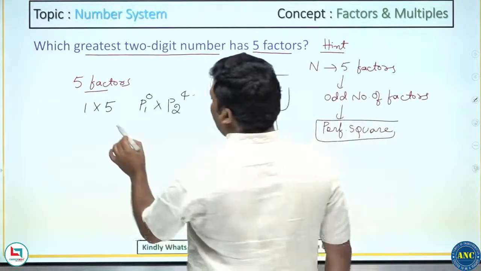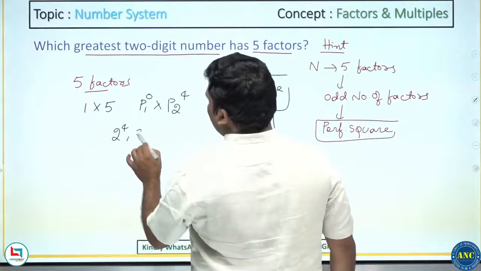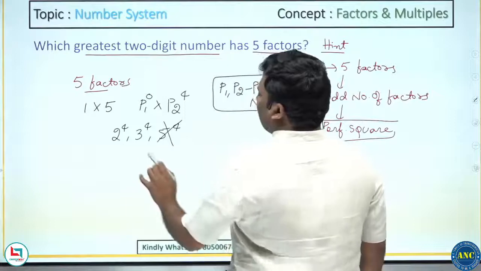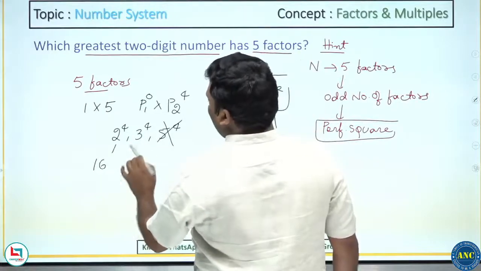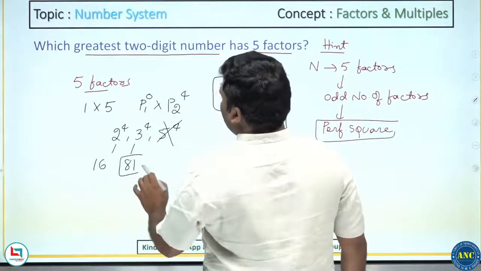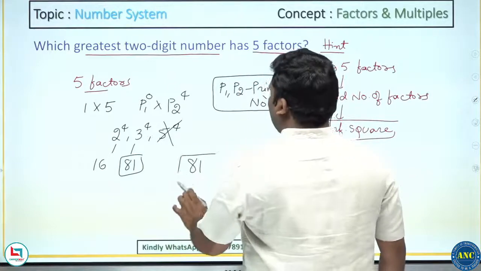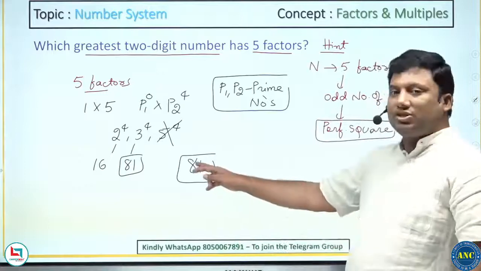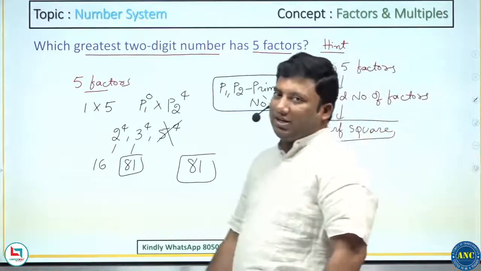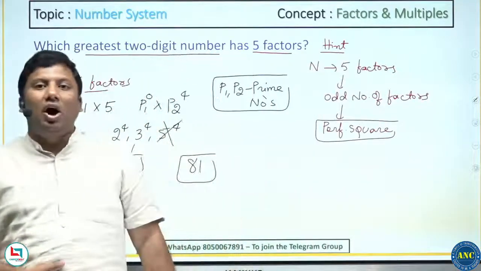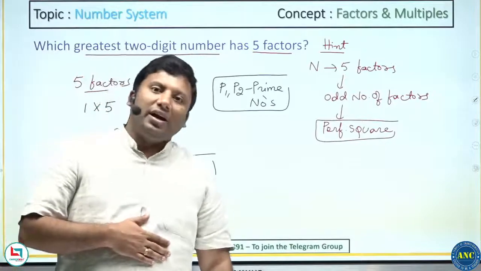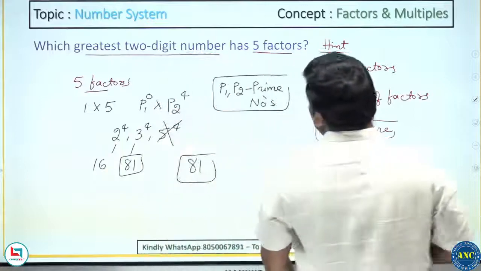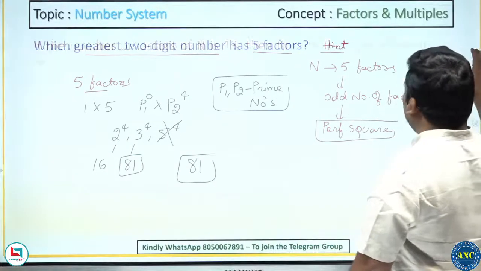P2 should take a prime number: 2 power 4, 3 power 4, next 5 power 4, which is a 4-digit number. 16 is the smallest number and 81 is the largest two-digit number. What is the largest two-digit number which has 5 factors? 81. 81 is a perfect square. If the number has an odd number of factors, then the number is a perfect square. So the answer should be a perfect square. 1 into 5, only one case we have to write.